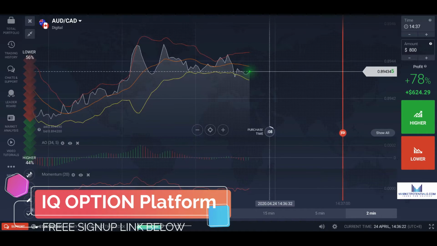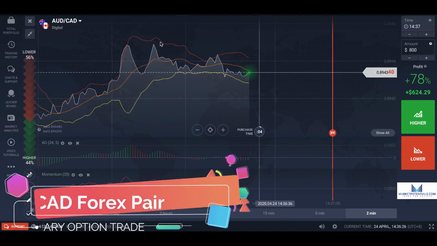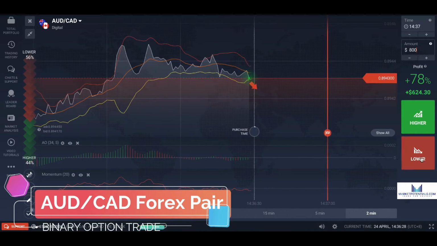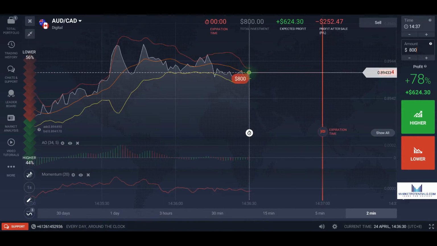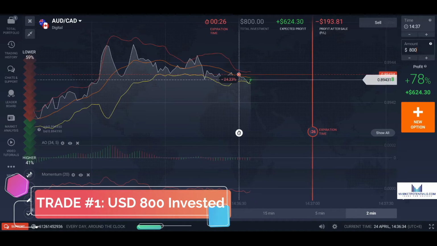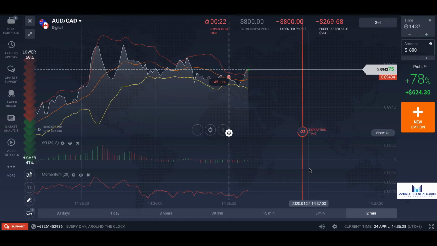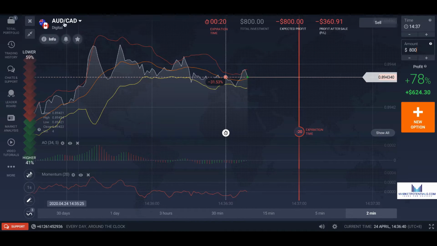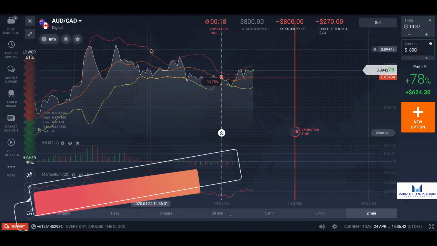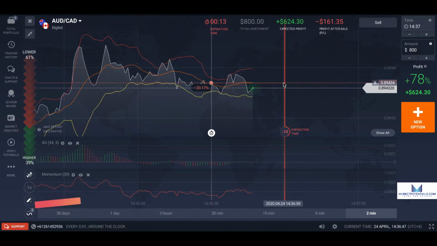So in today's case, I'm going to be trading the Australian dollar and the Canadian dollar Forex pair. Now, while I'm just talking to you, I have just gone ahead and entered a trade, that's for $800, to see how that goes. As I said, the Forex pair is the Australian dollar and the Canadian dollar, and I'm going to be trading the digital binary option side of it.